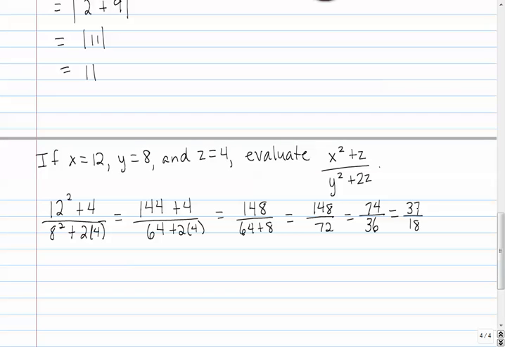Now, will anything else go into 37 and 18? Nothing besides 1, right? So that's simplified. So that's your answer right there.